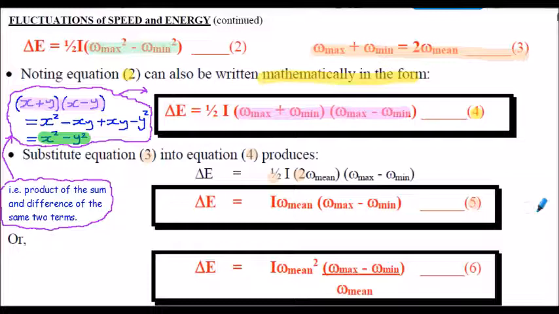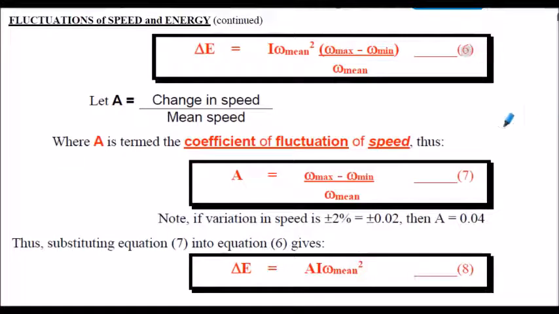Just manipulating the equations, they've divided equation 5 by omega mean here, so they've had to square the omega mean on the top line to do that. You might say, well, they're doing this because they're going to get to a particular characteristic that's relevant in this particular type of work. So equation 6 just manipulated equation 5 by dividing by the omega mean. Just read equation 6 there for convenience.